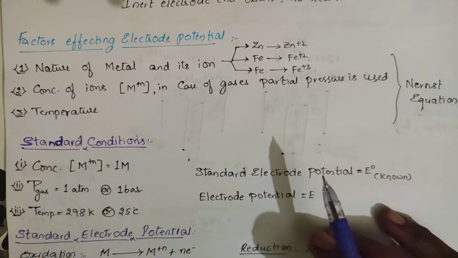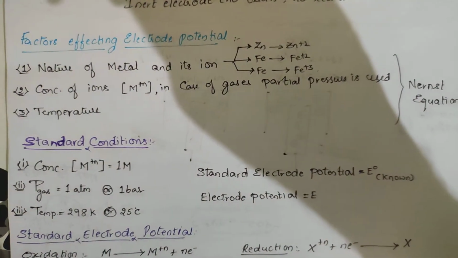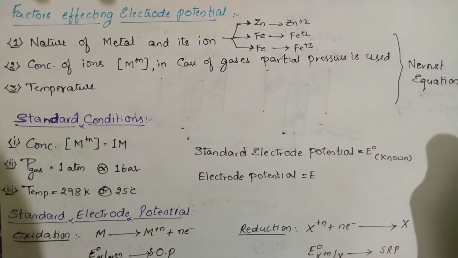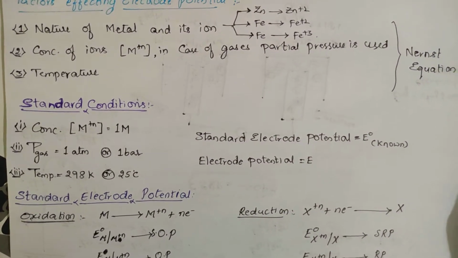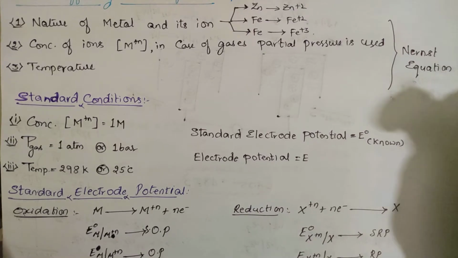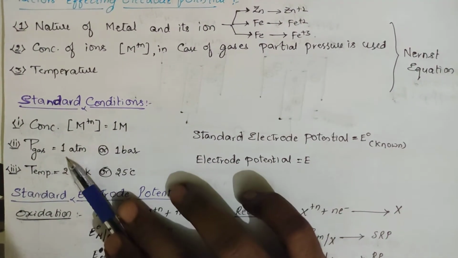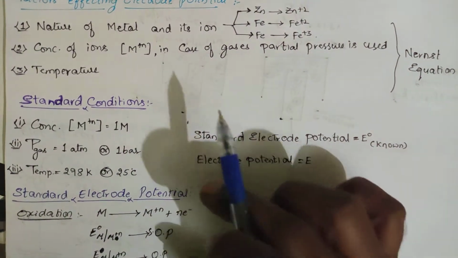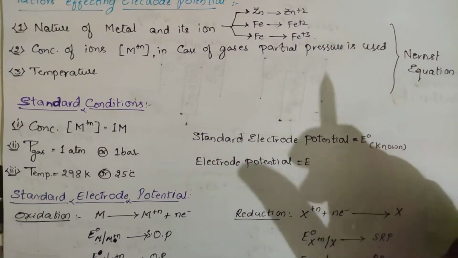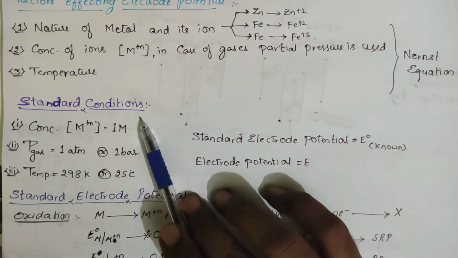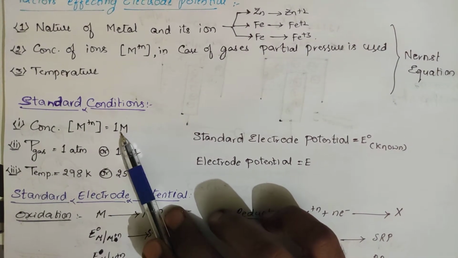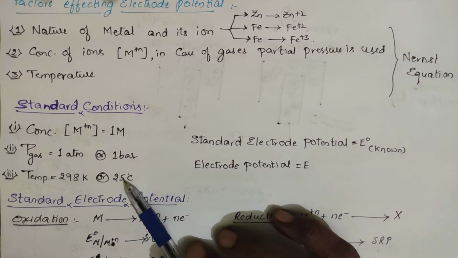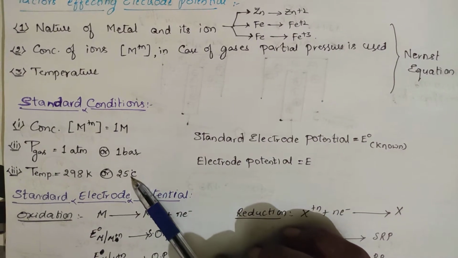Now let us study some standard conditions. Standard means, as we have learned with gases, like STP conditions, here also the same. The concentration should be 1 molar, the pressure should be 1 atmosphere or 1 bar, and the temperature should be 25 degrees centigrade or 298 Kelvin. If electrode potential is calculated at these conditions, then it is called standard electrode potential. So the standard conditions mean: concentration 1 molar; if in terms of pressure, 1 atmosphere or 1 bar; and the temperature of that reaction should be 25 degrees centigrade, 298 Kelvin.